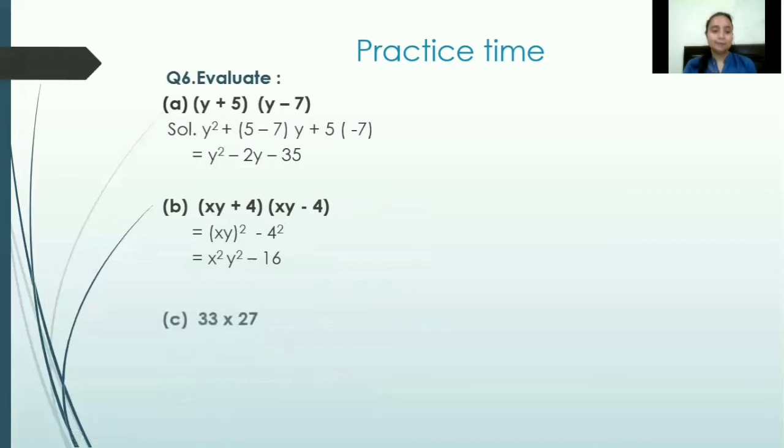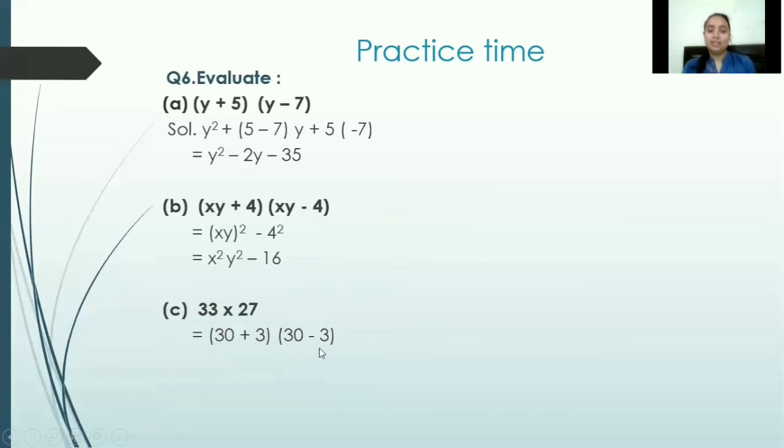Right? Now, see the next question. You can do the product with the simple multiplication method as well. But if they are telling you to evaluate these using an identity, then how to do it? You can split 33 as 30 + 3 and 27 as 30 - 3. How smartly we are doing? See, the numbers are the same, only the operation is different, and this is giving 33 and this is giving 27.